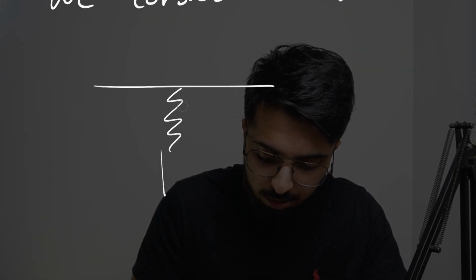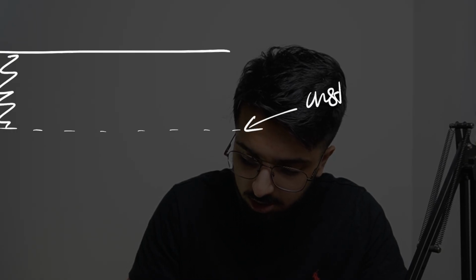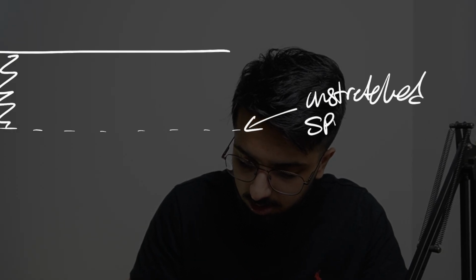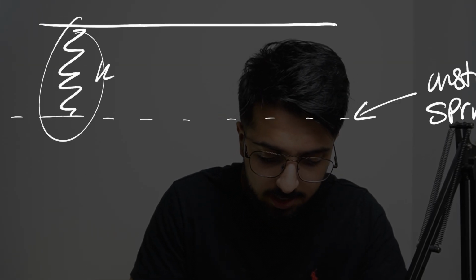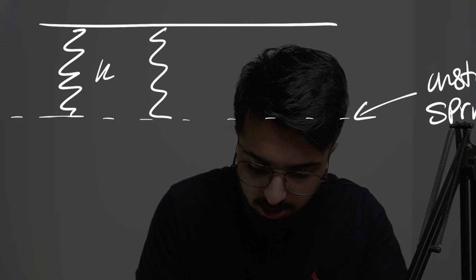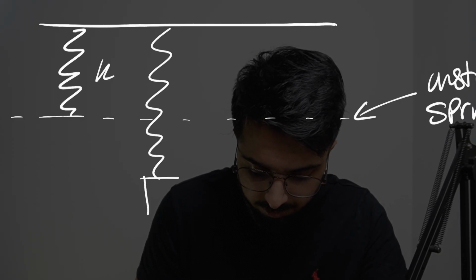Okay, so the first thing I want to say is that if we have a spring just hanging from the ceiling, no mass attached to it, it's going to have an unstretched length, okay? So we can call this line the unstretched spring position. And this spring obviously has a spring constant K, okay? And so now let's take this exact same spring and now let's add a mass onto it. Okay, like so. There we go.